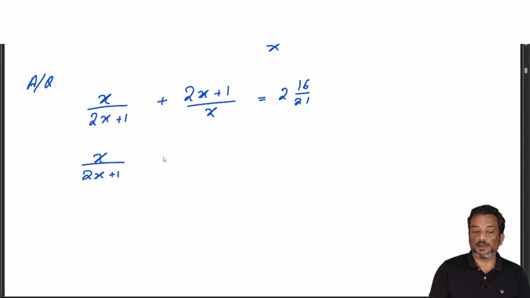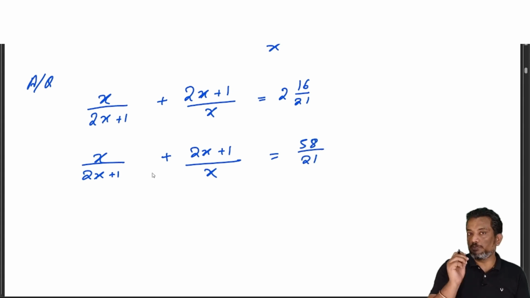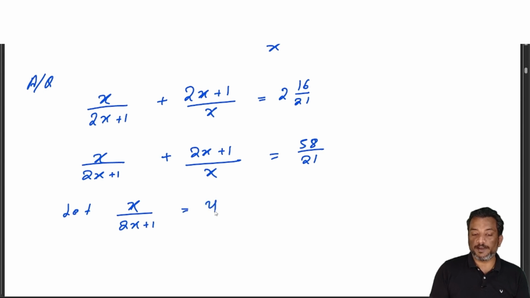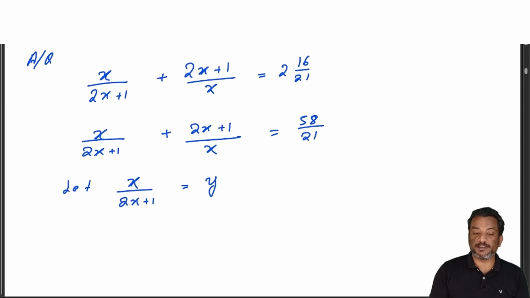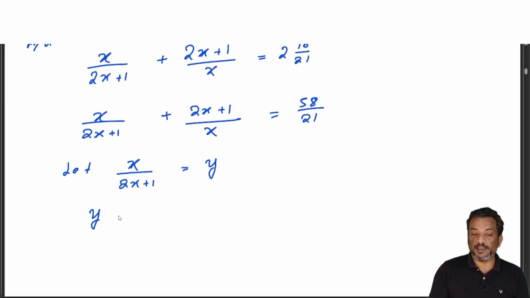Now x over 2x plus 1 plus 2x plus 1 over x is equal to, you can convert into an improper fraction. So you will get 2 times 2, that is 42 plus 16. So you will get 58 over 21. Now here you have to play with tricks. Whenever you get this type of question, we say, let x over 2x plus 1 be equal to y. We do this because the calculation will be easy. So our equation will be y plus 1 over y is equal to 58 over 21.